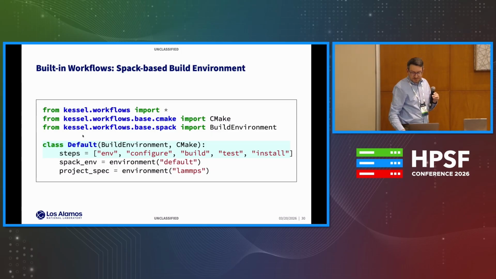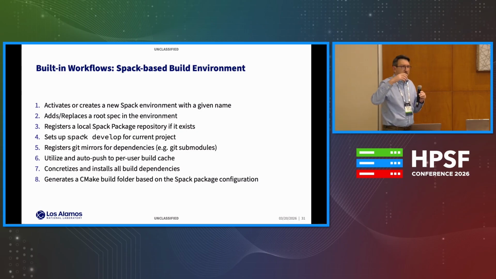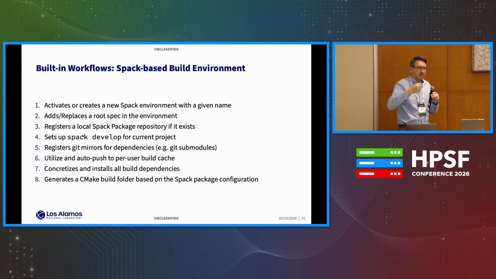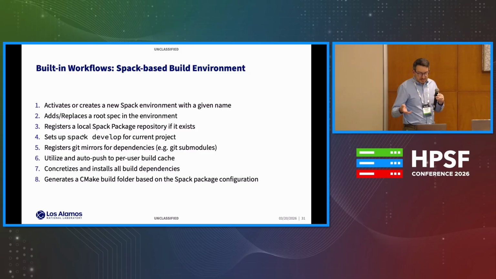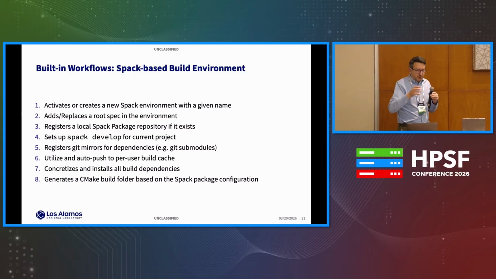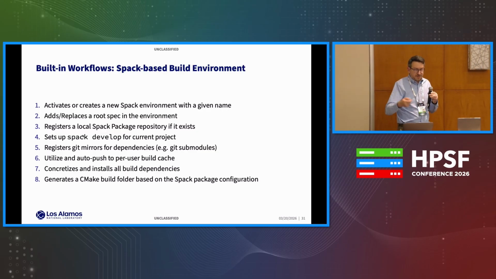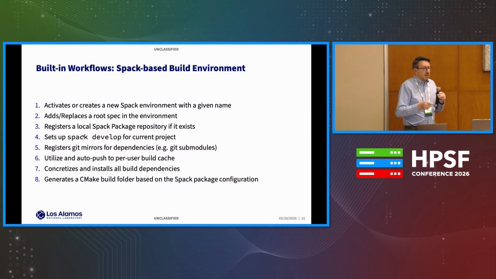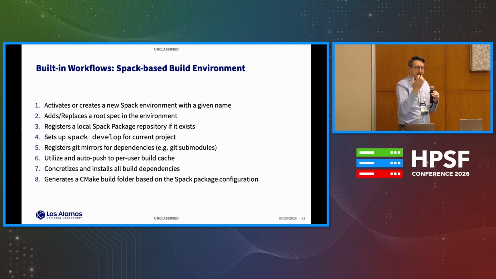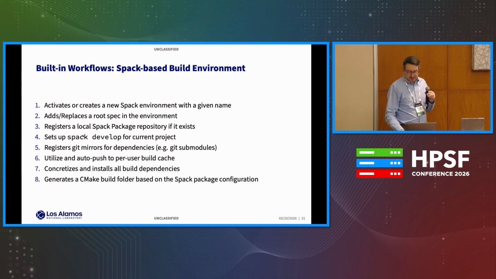But don't be fooled by this very simple Python script. These default workflows have a lot of functionality built in that has grown over time. Here's a summary, not complete, of what it does right now. It activates or creates a Spack environment. It adds or replaces the root spec, registers a local Spack repository, sets up Spack develop, registers Git mirrors for some of your dependencies if you have submodules, and it utilizes a build cache, which is useful for repeated CI runs. All of this is just to make a particular Spack environment for your code, maybe even allowing some customization, and then concretize, install the dependencies, and generate the CMake build folder on top of it.